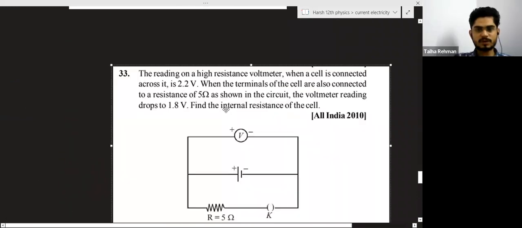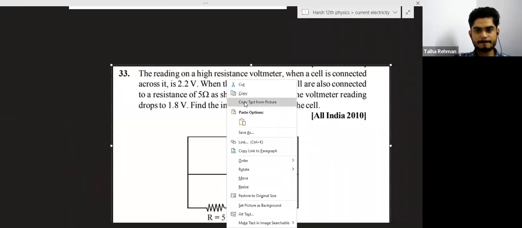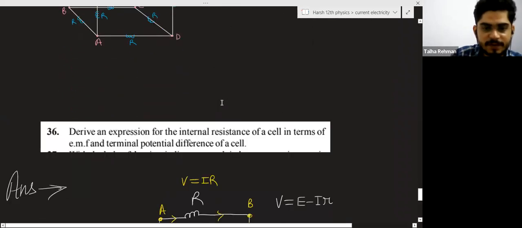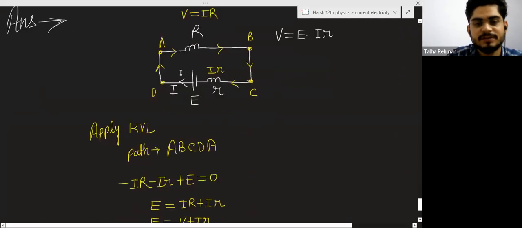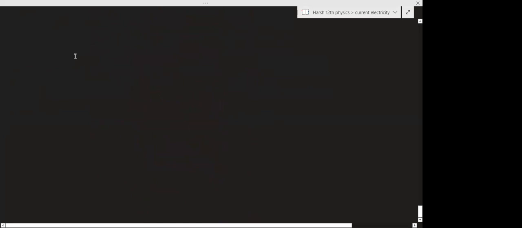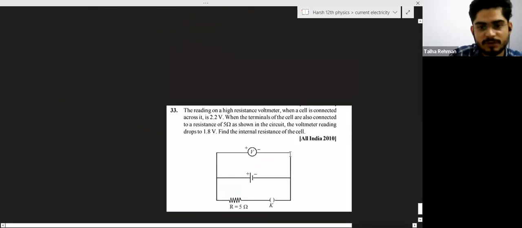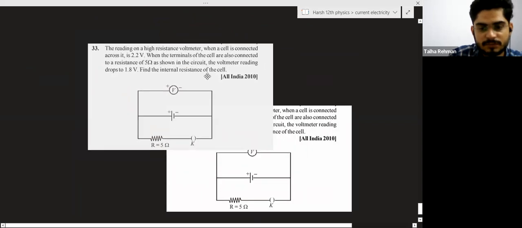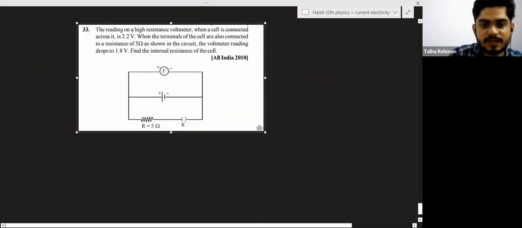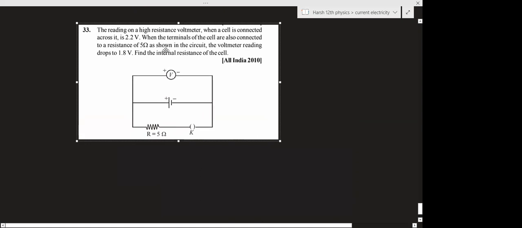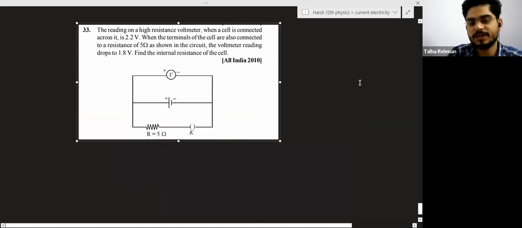So now I will take this question. This question looks very big, but it is very, very easy. Just make it small. So first read it. I am just reading.